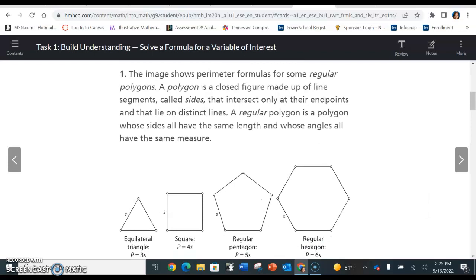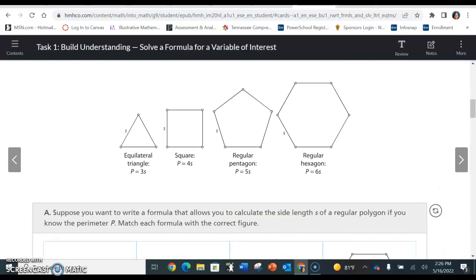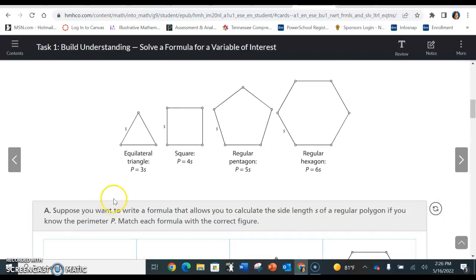The image shows perimeter formulas for some regular polygons. A polygon is a closed figure made up of line segments, called sides, that intersect only at their endpoints and that lie on distinct lines. A regular polygon is a polygon whose sides all have the same length and whose angles all have the same measure. So if you look at these, you can see this is an equilateral triangle. They all have the same side length. A square has the same side length.